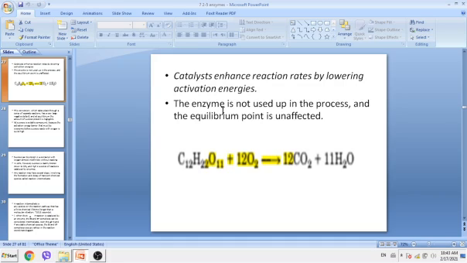Catalysts enhance reaction rates by lowering activation energy. The enzyme is not used up, it's not consumed in this process, and the equilibrium point is not affected, but the reaction rate is affected.